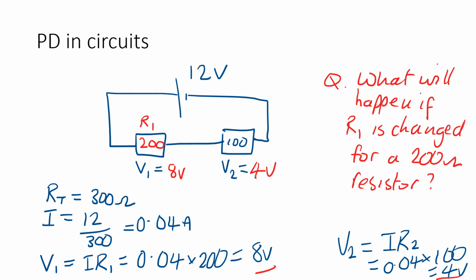But we've now got a different split. It's no longer equal. And you can see that the component with the higher resistor has got the higher potential difference dropped across it. And in fact, it's in the same ratio as well. So the resistors are 200 to 100. They're in a 2 to 1 ratio. So the potential difference dropped across each resistor is in that same ratio, 2 to 1. The higher the resistance, the higher the potential difference dropped across it will be.